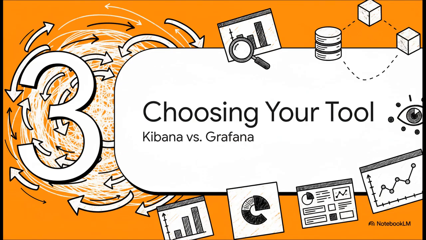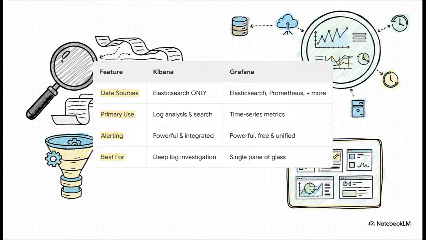So, once your data is happily flowing into Elasticsearch, the next big question is, how are you going to look at it? This is where you have to choose your weapon, your visualization tool. And the two heavyweights in the space are Kibana and Grafana. Here's the simplest way to think about it. Kibana is like a specialized toolkit. It was built by the Elasticsearch team for Elasticsearch. It's an absolute beast for deep log analysis and search. Grafana, on the other hand, is more like a universal toolkit. It's the master of time series graphs and can connect to dozens of data sources, not just Elasticsearch.